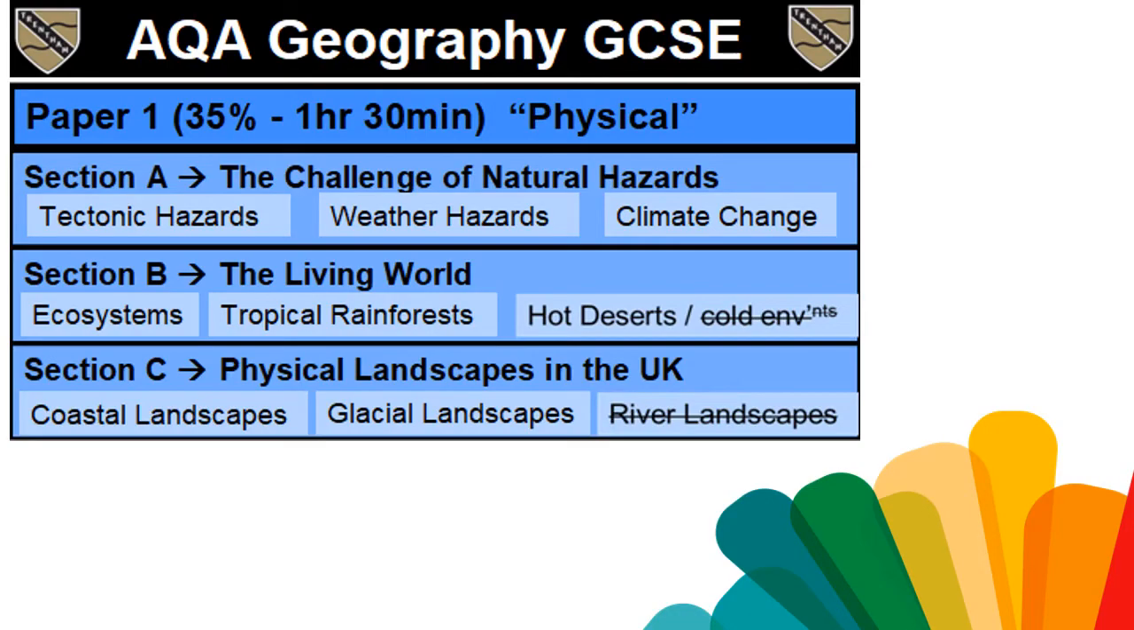We have paper 1 here. It's split into 3 sections, section A, section B and section C. Fantastic range of physical geography topics. There's some optionality in here as well. So typically the students won't study the rivers landscape, that's the bottom right, and we've chosen the hot deserts over the cold environments to study at Trentham Academy. So traditional topics, earthquakes and volcanoes in the tectonic hazards, looking at ecosystems and the living world, and the UK geography, so coast and also glaciated upland, so for example the Lake District.